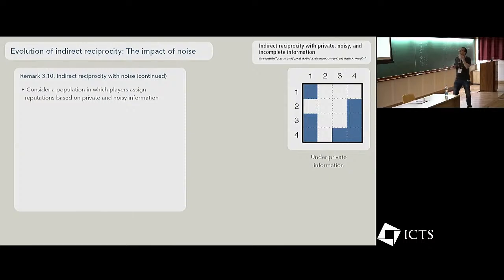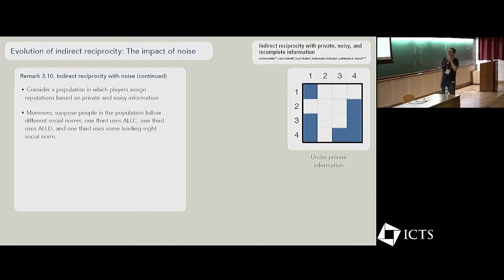All right, so this is actually what we explored in the paper. We consider, again, a population in which players now assign reputation based on private and noisy information. How it works is, again, people are randomly matched and they play games, but not everyone observes these games, so there's only a probability Q that I might observe a third-party game. And even if I observe the game, with some small probability epsilon, I might misperceive what happened. So even if you cooperate, I might interpret it as a defection.